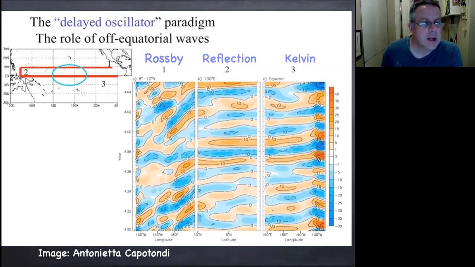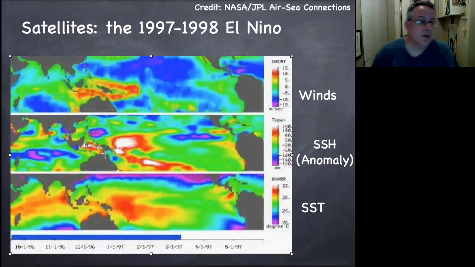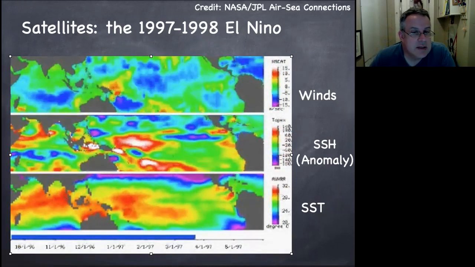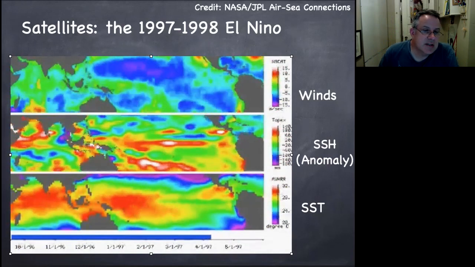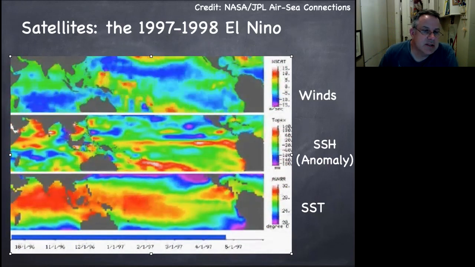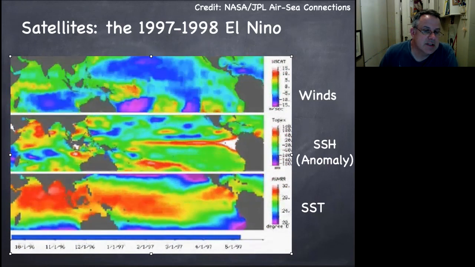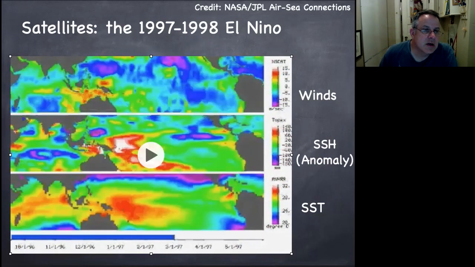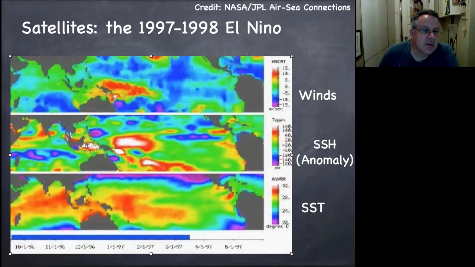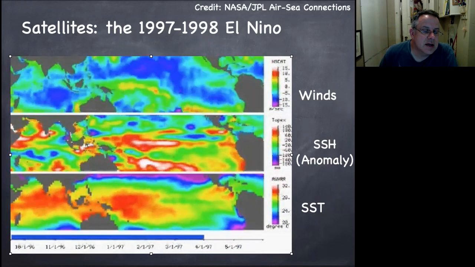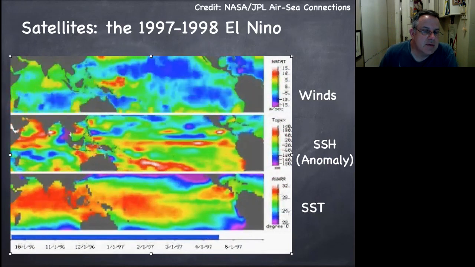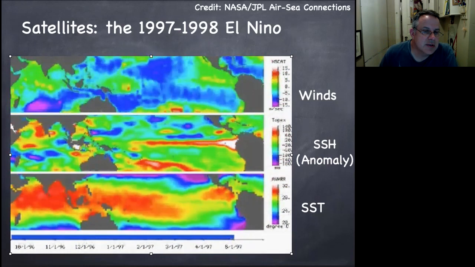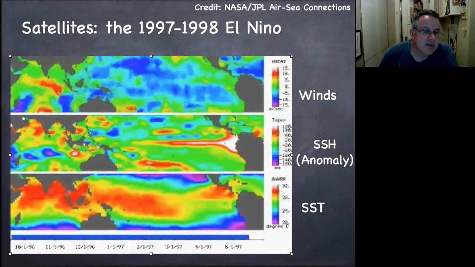This is from a model, by the way. This is from the predecessor to the CESM model. Let's see what it looks like in real observations. The top are the winds, the middle is sea surface height, and the bottom is sea surface temperature. You can see that Kelvin wave. Look at it zinging across, and it gets there. It sets up a sea surface high anomaly, and you can see that it's warming up in sea surface temperature as well. So here comes the Kelvin wave, and when it arrives, the sea surface temperature starts to warm just as it's arriving there.